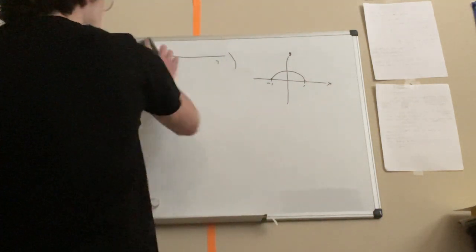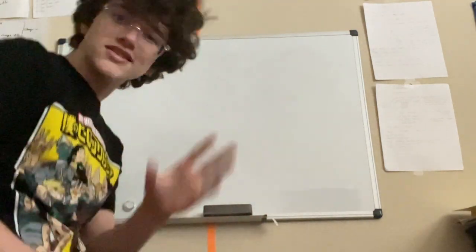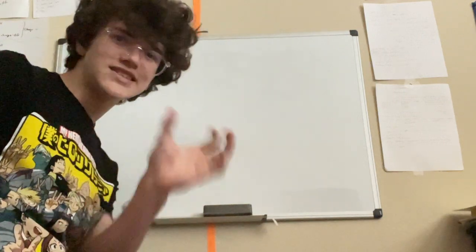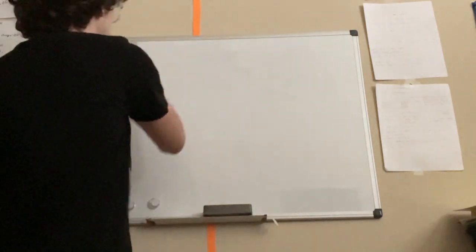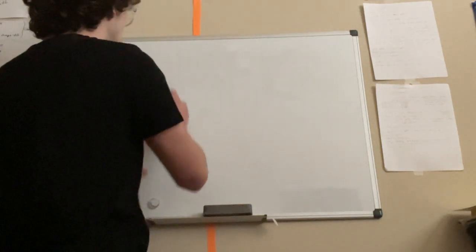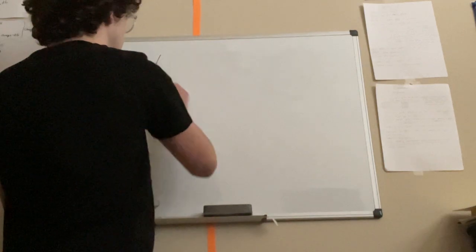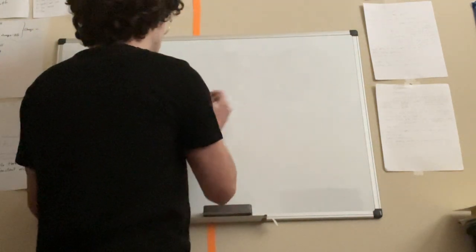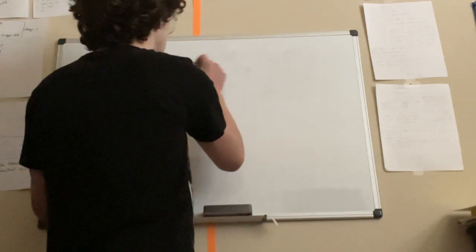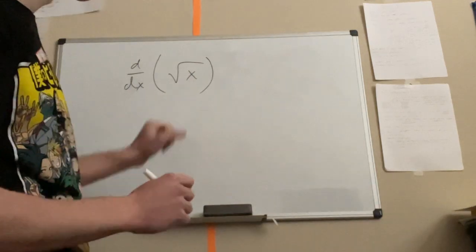So now we're going to be going over secant lines. And secant lines are a beautiful thing also. They're similar to tangent lines, but they're not exactly like tangent lines. So, let's say we want to find the derivative of, I don't know what function, just square root of x. Yeah, square root of x.